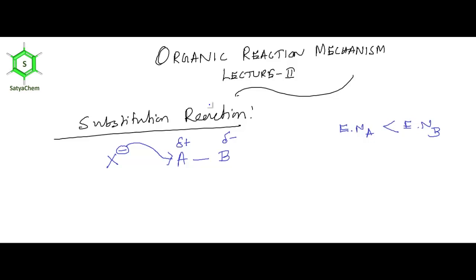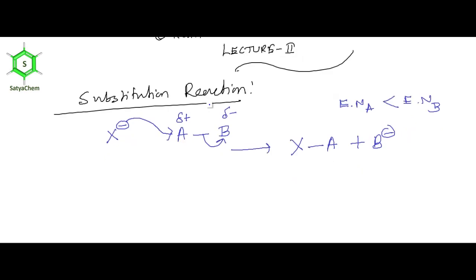In that case, A cannot accommodate two atoms, so this bond must be broken. Now this bond breaks. Then we'll get a new compound, that is XA, and B minus. So this is a kind of substitution reaction. B gets substituted by X. In another way, this reaction can happen.